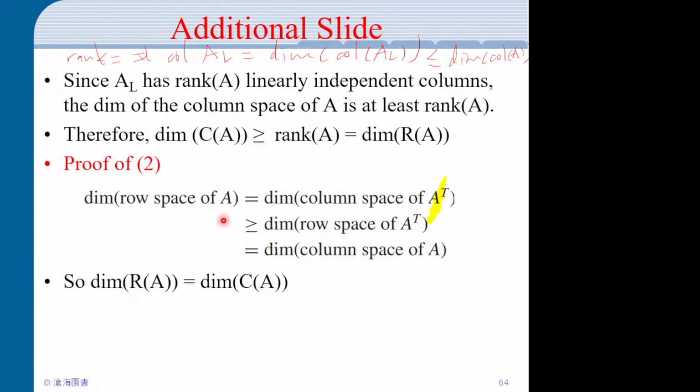So you have that the dimension of the row space of A is greater or equal to the dimension of the column space of A. And so finally we proved our theorem: the dimension of the row space is equal to the dimension of the column space.